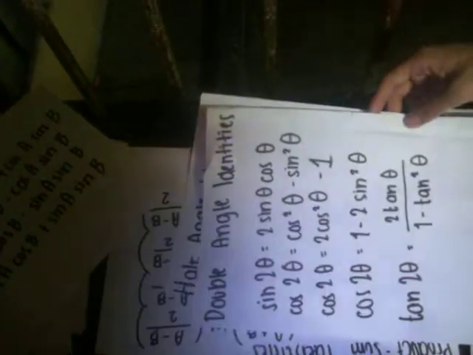Next is cosine of a plus b is equal to cosine a cosine b minus sine a sine b. The last is cosine of a minus b is equal to cosine a cosine b plus sine a sine b. The next is double angle identities. The double angle identities were derived from the Ptolemy's identities, sum and difference.